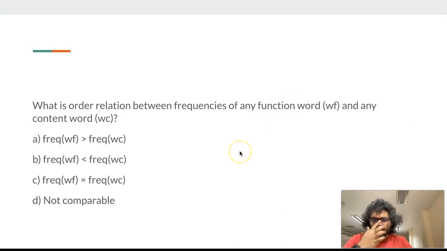Now this question: what is the order relation between frequencies of any function word WF and a content word WC? So what is your comment about these options? Which option do you think is the correct one? The only assumption is that WF is a function word and WC is a content word.